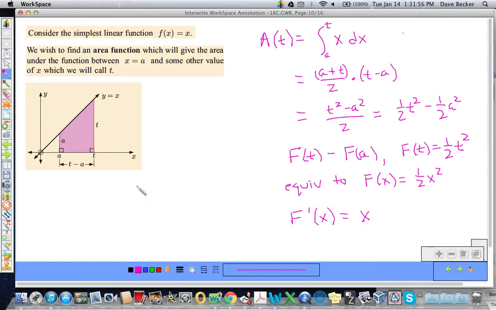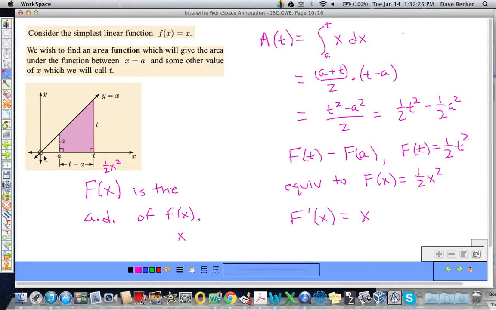So once again, capital F of x is the antiderivative, I'm going to abbreviate for time's sake, of f of x. And I'll write those functions out in front of you. Remember, f of x is equal to x, and capital F of x is equal to 1/2 x squared. It is the antiderivative.